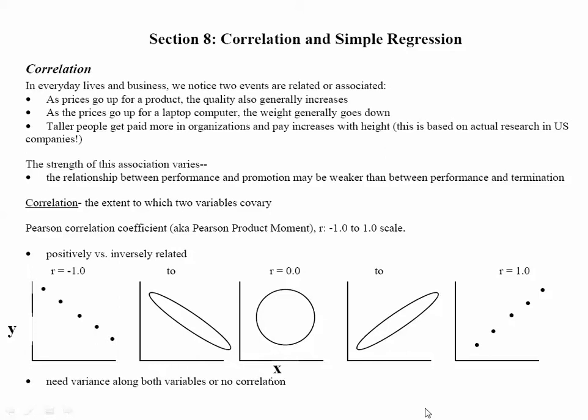Correlation is just the extent to which two variables covary or move together. We will be using the Pearson correlation coefficient. This Pearson correlation coefficient ranges from -1 to 1. Negative meaning that it's perfectly inversely correlated, and 1 meaning that there's a perfect positive correlation. I have several examples here that exhibit the correlation between two variables.